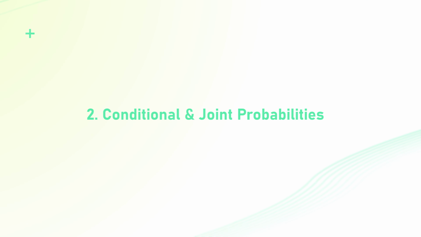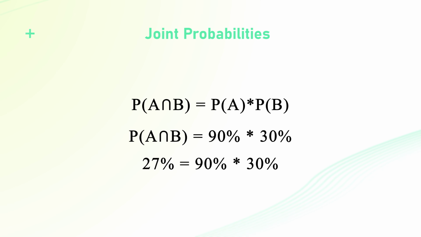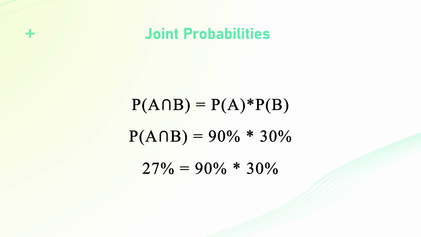Conditional and joint probabilities. Conditional and joint probabilities are very similar to measuring a set of operations. The only difference is that they deal with the probability of events instead of sets of values. Assume there are two events and each has a probability. Event A is the probability of you finishing your homework, which is 90%. And event B is the probability of your dog eating that homework, which is 30%. 90% times 30% gives us 27%. That means that we can be 27% sure that our dog will eat our finished homework.